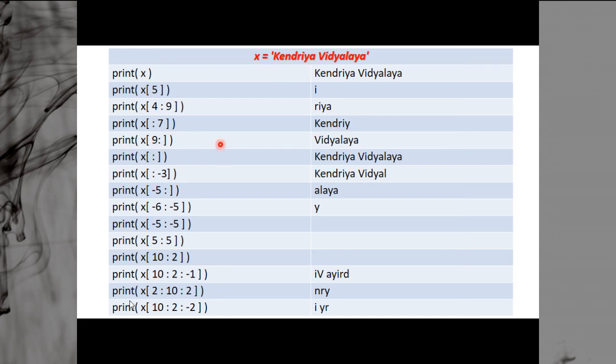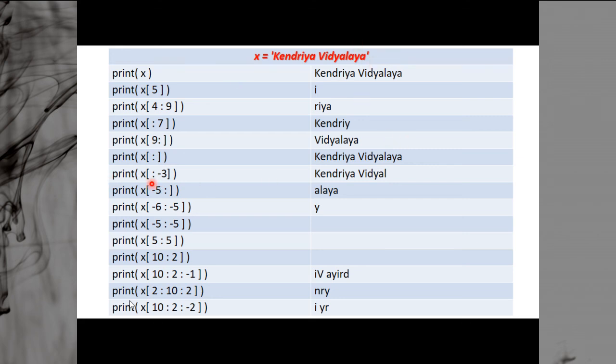Similarly, 9 colon end, end is not specified, it means all. So from 9 onwards, all. 9 is your V, so Vidyalaya, the complete. Similarly, x colon, where neither start nor end is mentioned, it means the entire string, from the starting K to the end A, everything included.